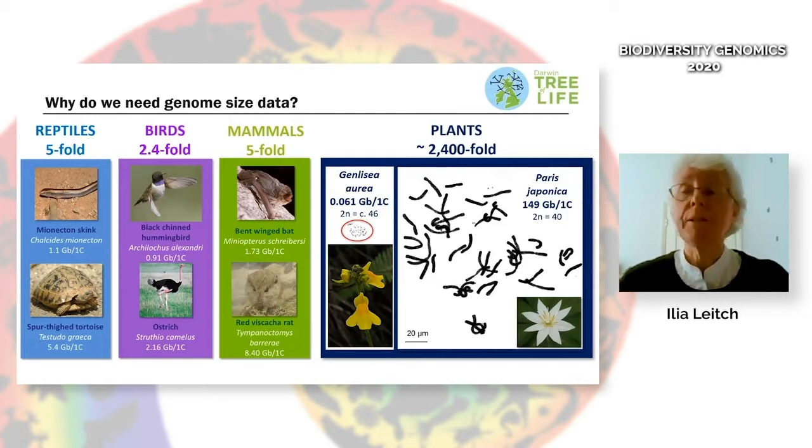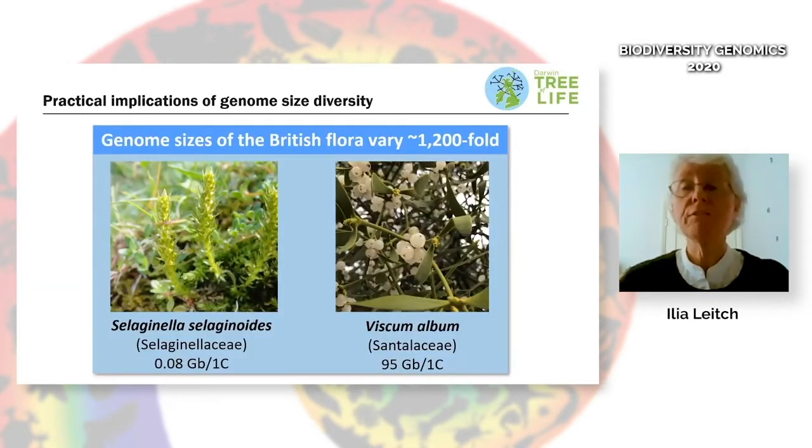Well, that's the diversity across plants as a whole, but even within the British flora, based on our currently available data set, we can see that genome sizes also vary considerably, around 1,200-fold, from around the smallest so far being found in this lycophyte, Selaginella selaginoides, and the biggest genome found in mistletoe, Viscum album. And you can see its genome is certainly a very big genome as well, having around 30 times as much DNA in each of its cells compared to our genome.